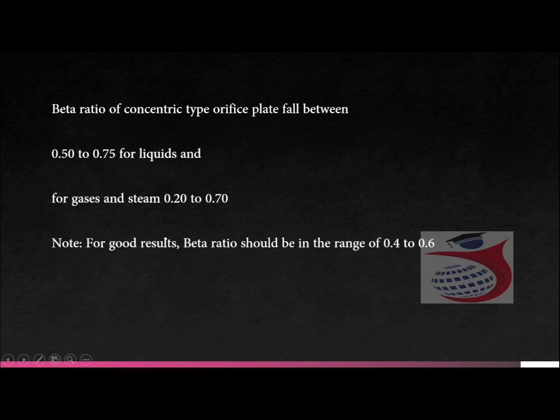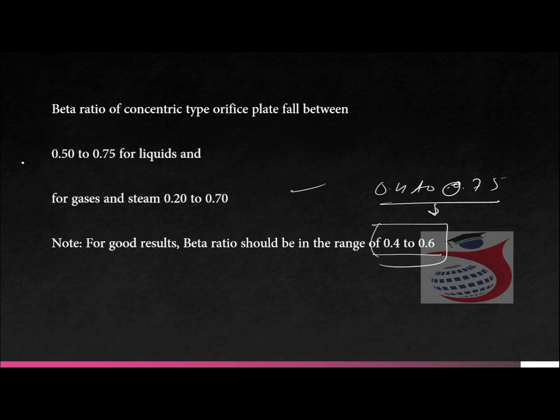For good result, beta ratio should be in the range of 0.4 to 0.6. In many places it will be written as 0.2 to 0.75 like that. So these are the general ideas I am providing here. Many places will write a good range for orifice plate as 0.4 to 0.75. For different cases, the beta ratio will be different.